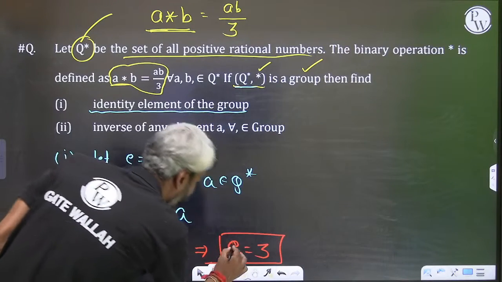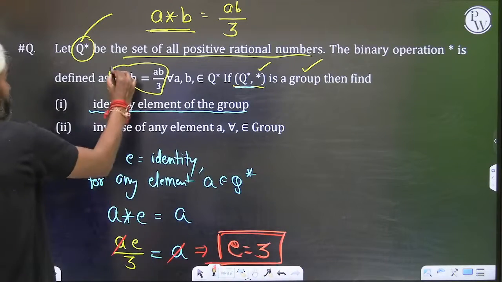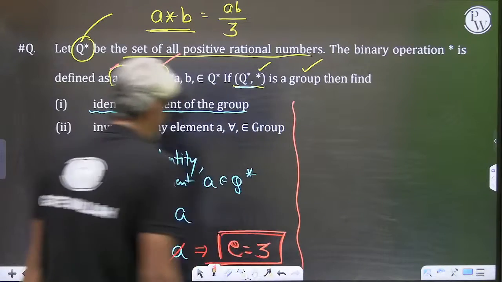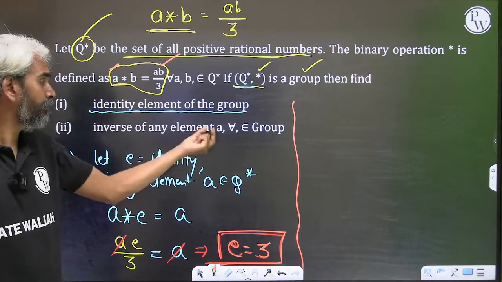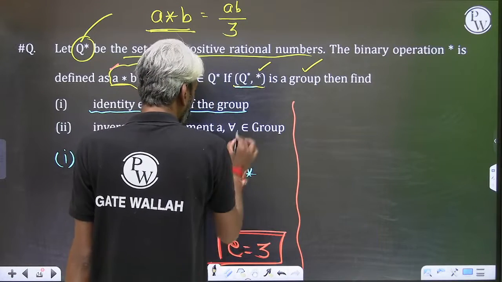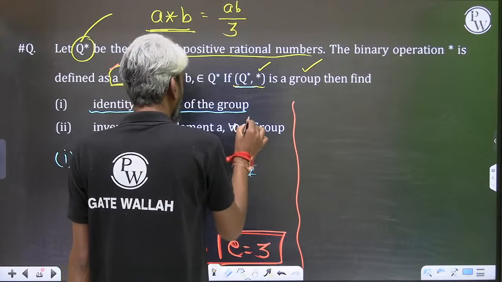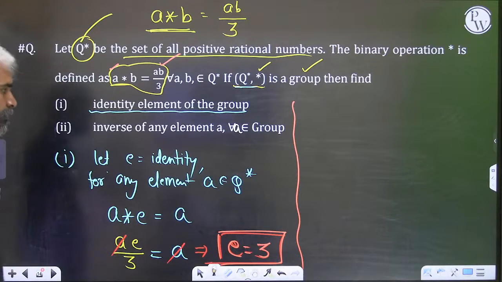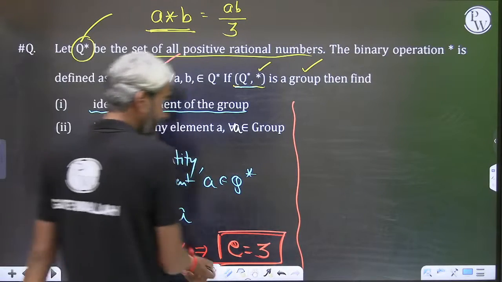Therefore, the identity element with respect to the binary operation asterisk defined like this will be 3. Now we know the identity. Now the second part is that for any element A belonging to the group, what will be the inverse of A? So please try to understand.